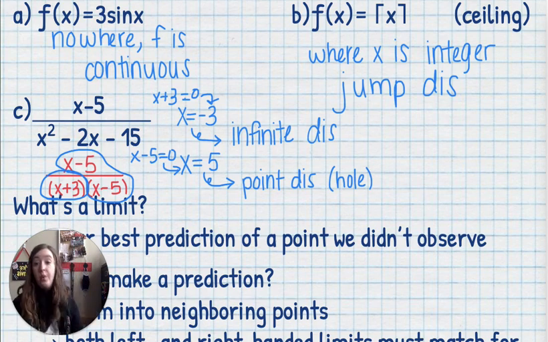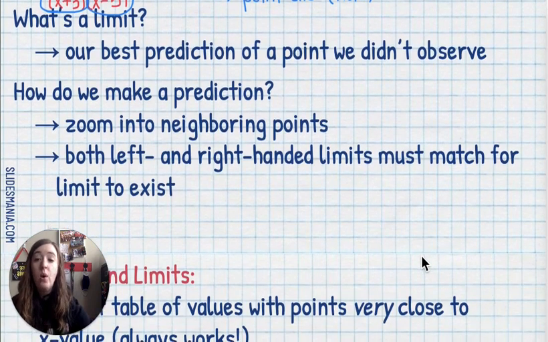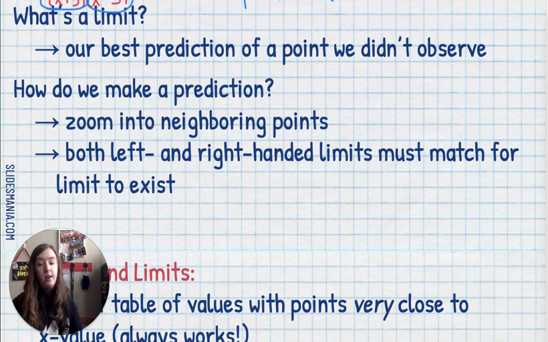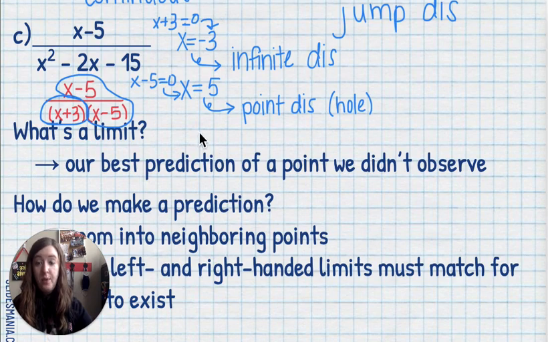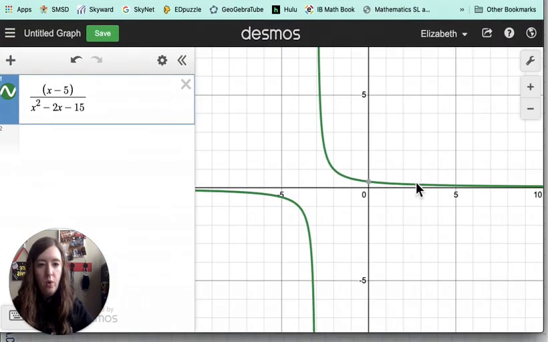Okay, so now that we know what discontinuities are, let's talk about a limit. So a limit is the best prediction of a point that we didn't observe. So the best way to make a prediction is to zoom into the neighboring points and see where is my graph going. Now, here's the thing. What the limit is doesn't actually have to be the value of that graph. So, for instance, if we were to plug in 5 into this equation, we would have 0 divided by 0. That's undefined, right? And we had a hole there.